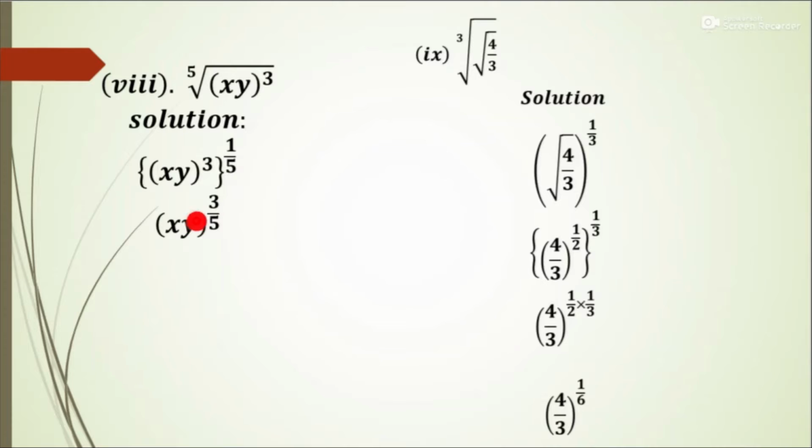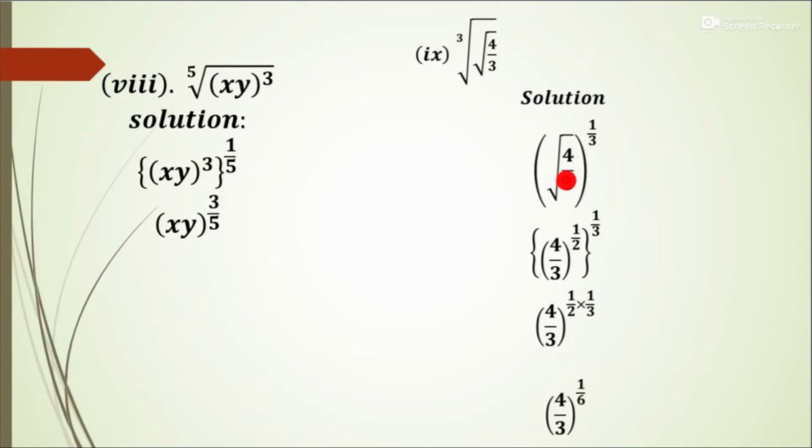Now again, this question consists of the root of the root of 3. First of all we will change this root into exponential form, 1 upon 3, and the number inside the root, 1 upon 4, we write the same as it is.